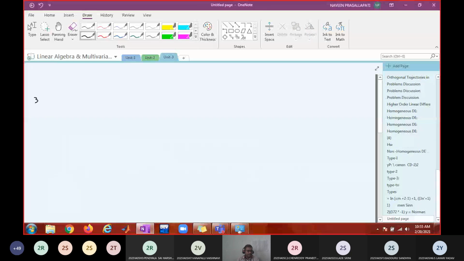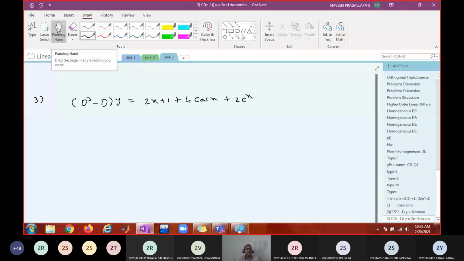Next problem: D cube minus D cube minus D of y, D cube minus D of y is equal to 2x plus 1 plus 4 cos x plus 2e power x. Can you tell me Q of x is a combination of how many functions?